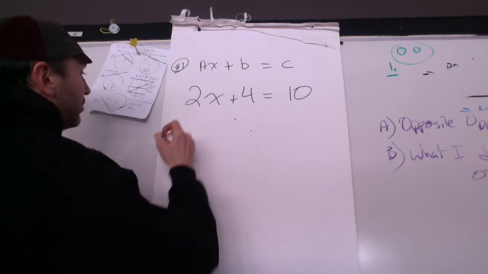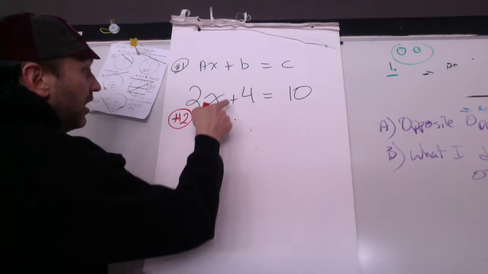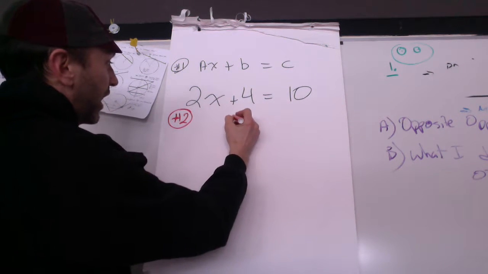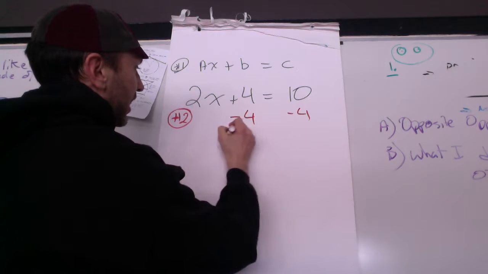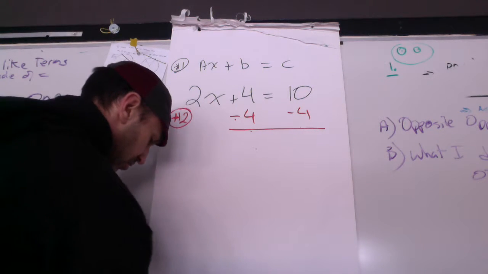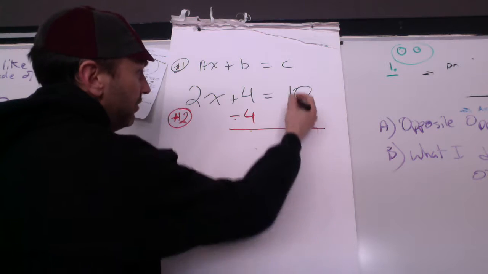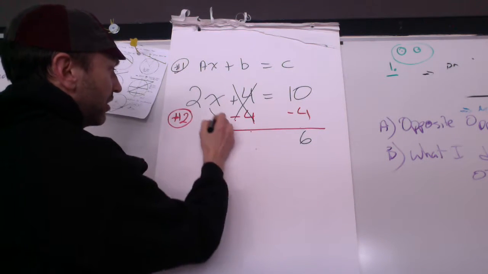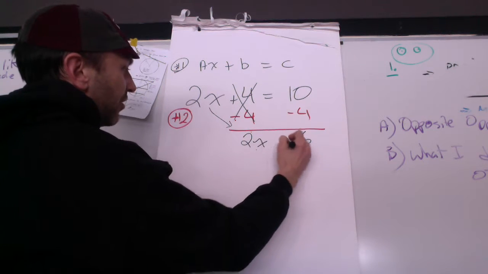Rule number 2. I have to get rid of my constant. It's an add, so I subtract. Minus 4 both sides. Draw my line. What am I left with? 10 minus 4. 10 minus 4 is 6. These cross out. I bring my 2x down.